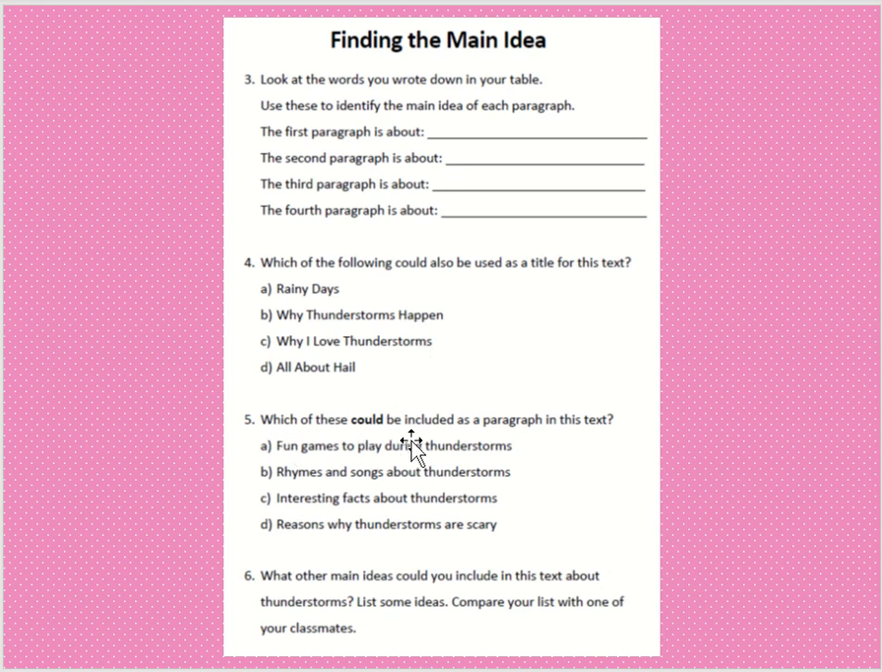All right, and then number 4, which of the following could be used for a title? Which of these could be included as a paragraph in this text? So have a read and then pick one. And then number 6, what other main ideas could you include in this text about thunderstorms? And then you list some of your ideas.